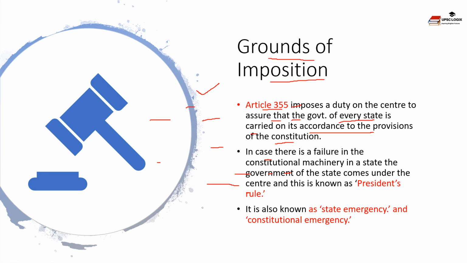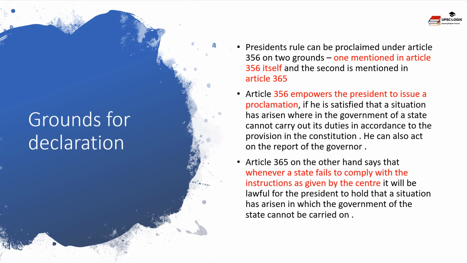So according to Article 356, in case of a failure of a constitutional machinery in a state, the government of the state comes under the center, and this is known as President's Rule. And this is also known as state emergency and constitutional emergency. So let us have a look at the grounds of declaration for President's Rule. And President's Rule can be proclaimed under Article 356 on two grounds. One has been mentioned in Article 356 itself, and the second one is mentioned in Article 365.